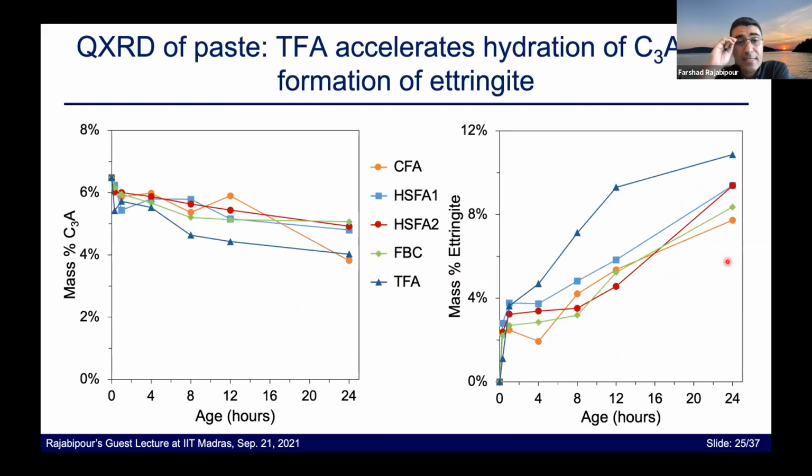Now, if you look at other minerals within these systems, for example the C3A consumption, one thing that stands out is this dark blue separating from the crowd for the first 12 hours, and that's the Trona fly ash. So we see the Trona fly ash is really accelerating the consumption of C3A. If we look at ettringite formation side by side, we see that the Trona fly ash is also accelerating formation of ettringite for the first 24 hours.